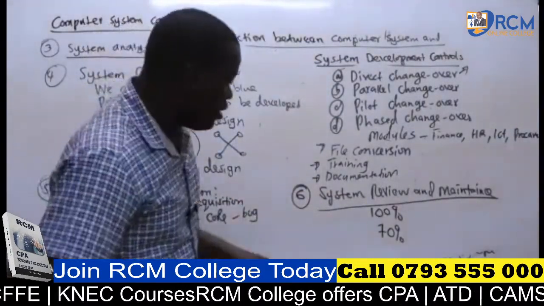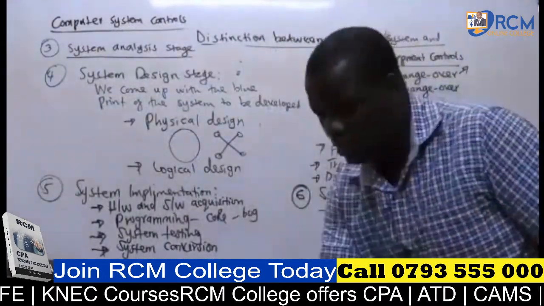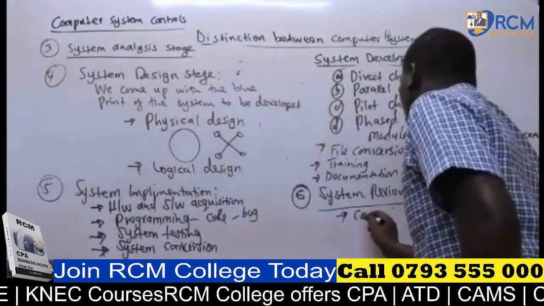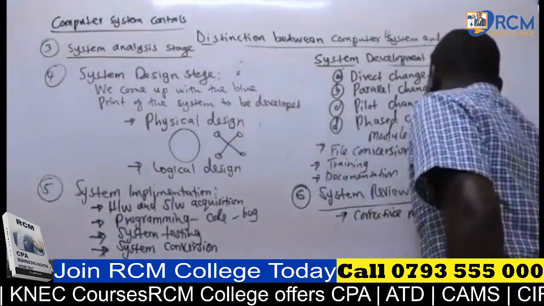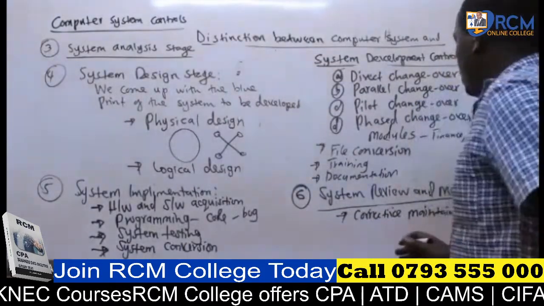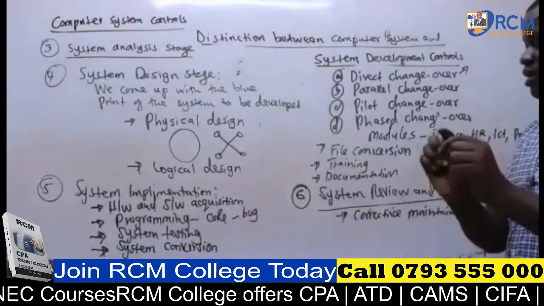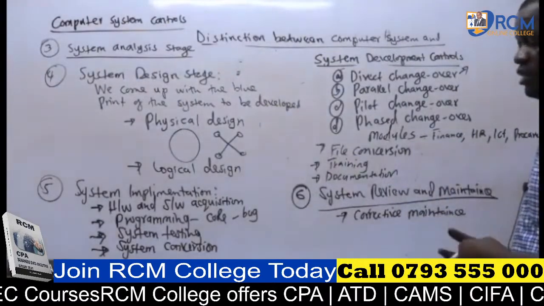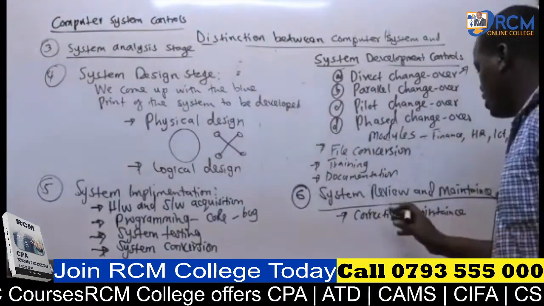There are a number of types of maintenance normally done for this stage. We have what we call the corrective maintenance. Corrective maintenance is where we have identified an anomaly in the system. There are some parts which are not working well. They are defective, so they are identified and corrected. Such kind of maintenance is corrective maintenance.